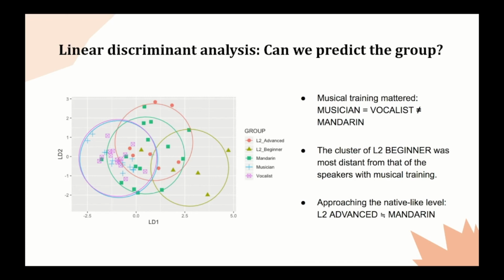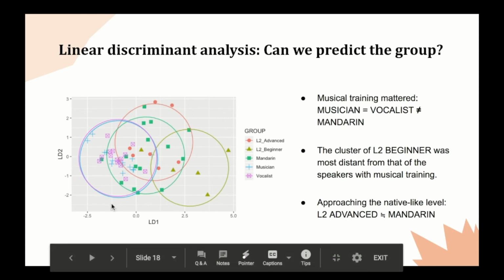We also ran the linear discriminant analysis, which included the perception and production measures as the predictive variables and the group as the outcome variable. We wondered whether we can predict the group from these measurements. First of all, we found musical training mattered because the musician overlapped with the vocalist, which are these two, the purple and the blue ones.